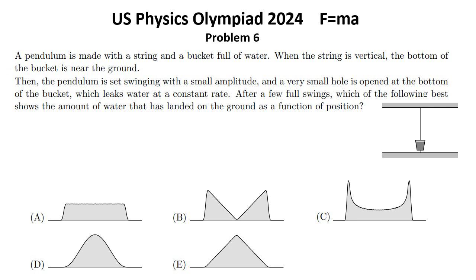Solution to problem number 6. The amount of water at each location is proportional to how long the bucket spends there, so it is inversely proportional to the velocity. Therefore, it is the lowest, but non-zero, at the middle, where the bucket has maximum velocity, and highest at the endpoints, where the bucket is turning around. This is answer C, and that was the solution for problem 6.